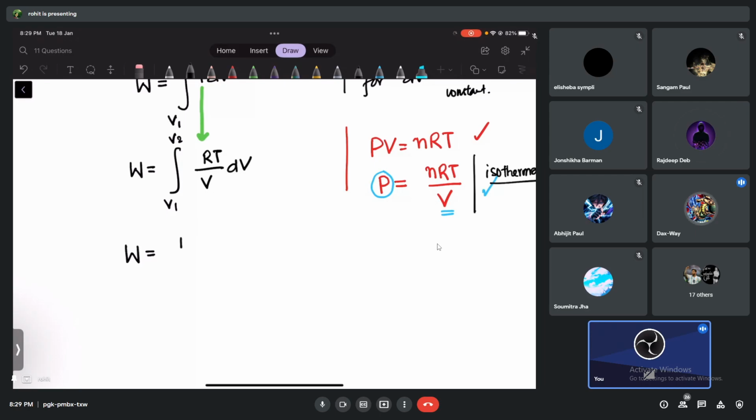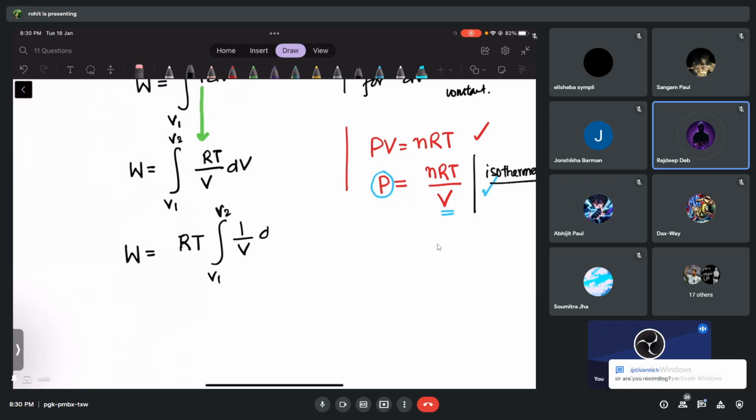Yes, sir, R is the universal gas constant. You'll also agree with me the temperature for this isothermal process is also constant. What is not constant is what? Is the volume constant or not a constant? Not a constant, because this volume is going to change.